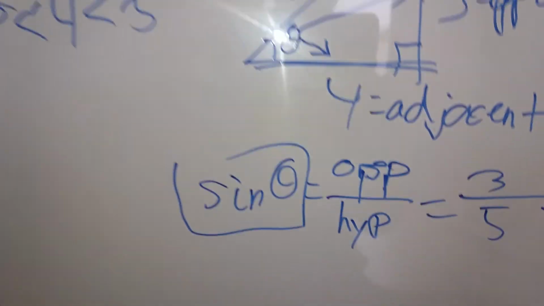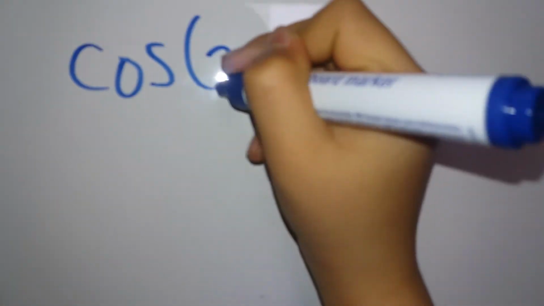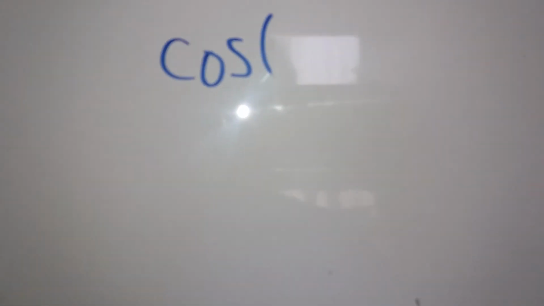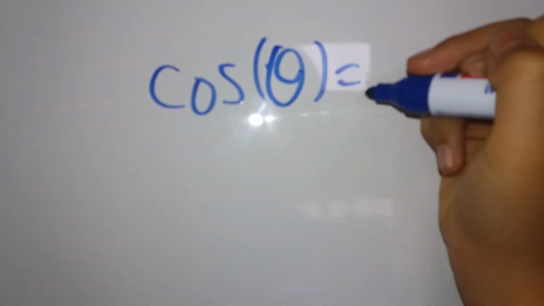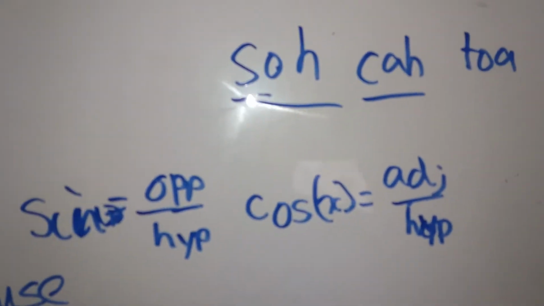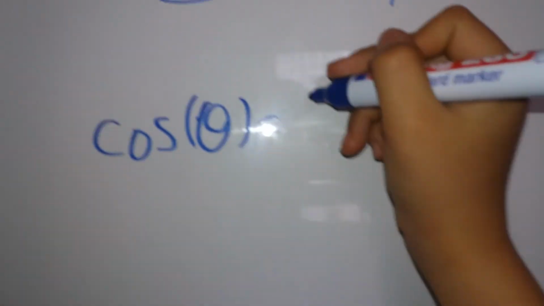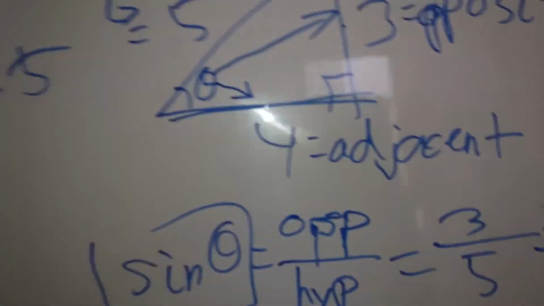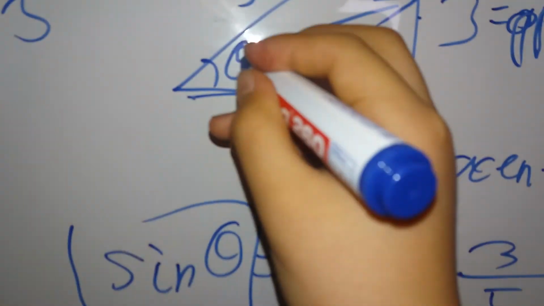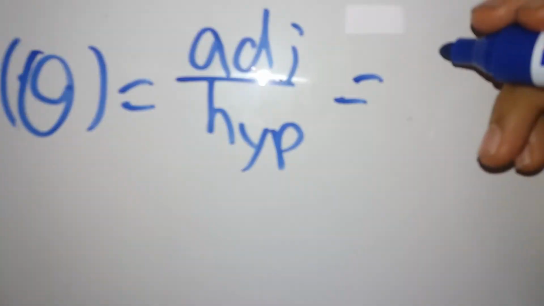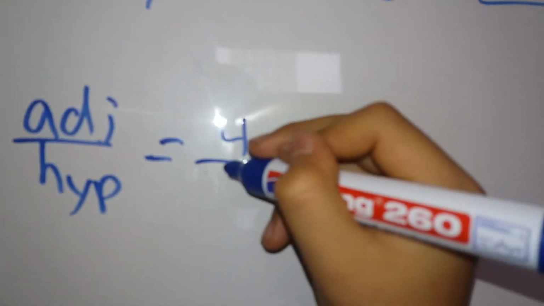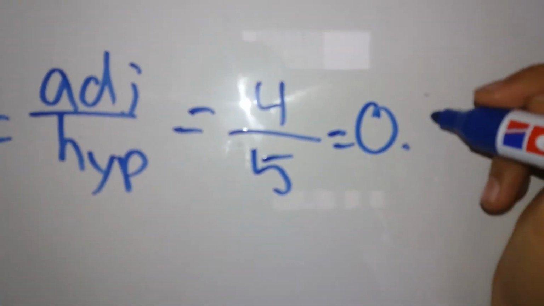Okay, let's do cosine theta. Let's try the cosine function. Cosine of theta. Let me erase that. Cosine of theta is equal to, if you see, SOHCAHTOA, adjacent over hypotenuse. So what is the adjacent side here? Well, 4 is the adjacent, right next to the angle. So we put 4, and we know that the hypotenuse is 5, so we use 5 here. So the answer is 0.8.